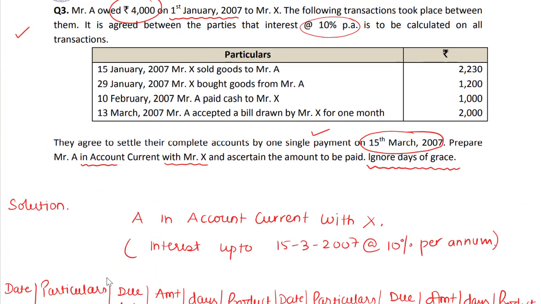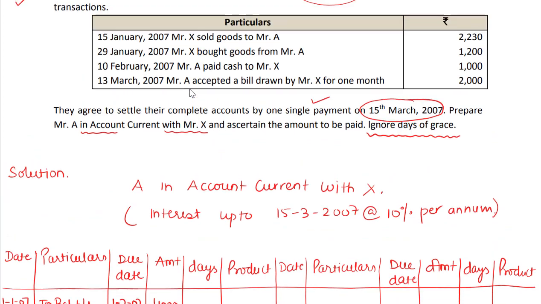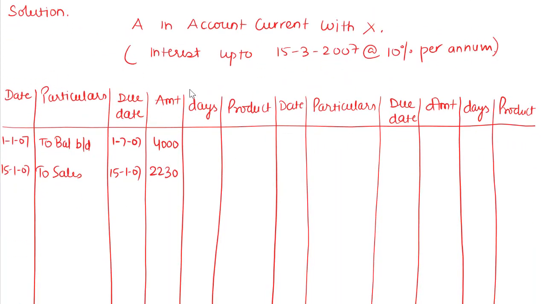Next, 29 January 2007, Mr. X bought goods from Mr. A. Purchases 1200. 29th January 07, by purchases, 1200. Due date 29 January 07.